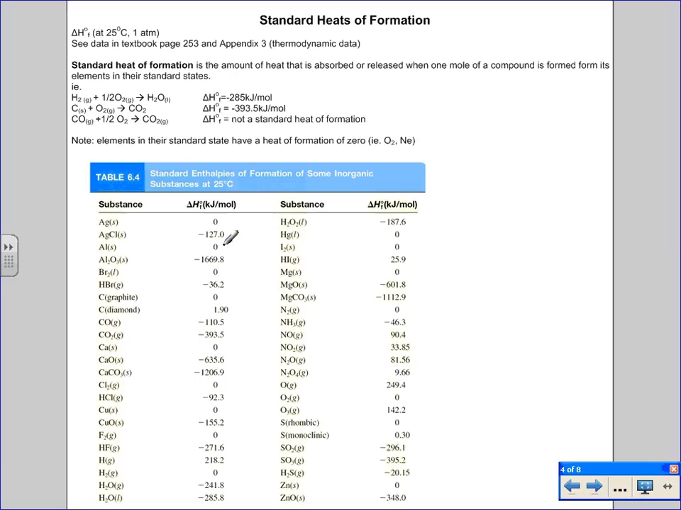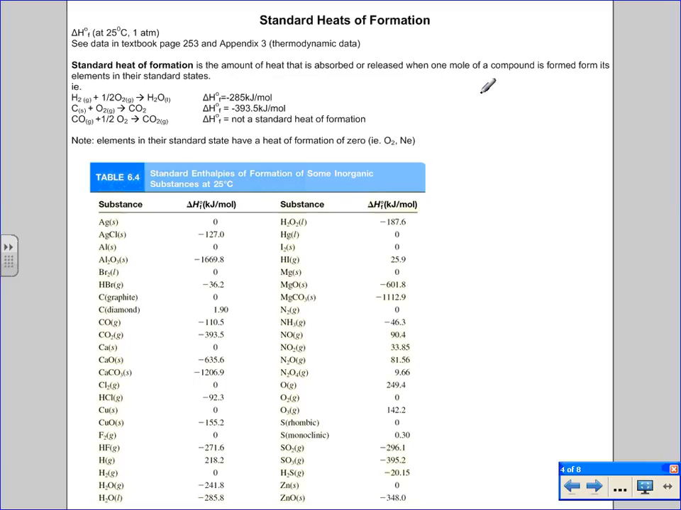Now what these values are is the amount of heat that is absorbed or released when 1 mole of a compound is formed from its elements in their standard states. This is a very specific definition, and it's one that we need to evaluate wholly. Okay. A few important points here.